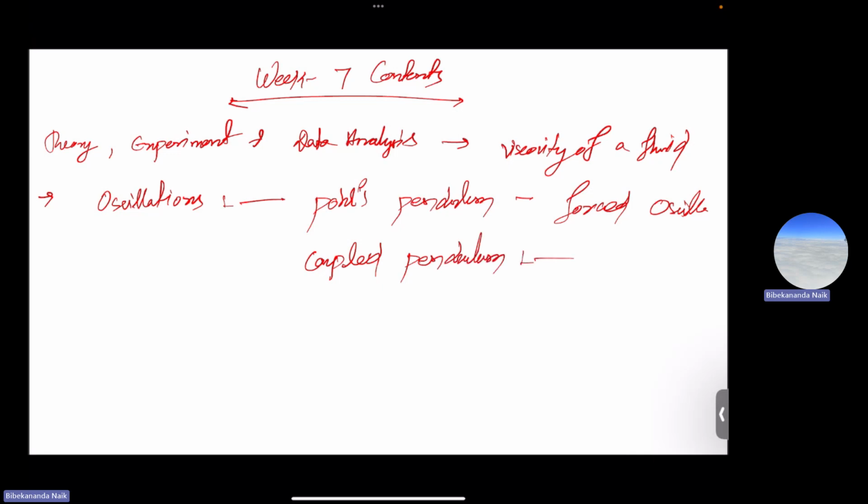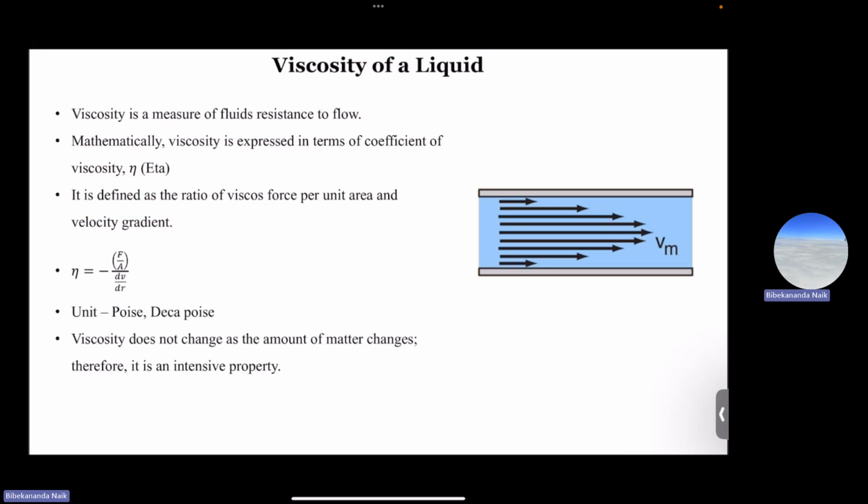So let's discuss a few things briefly about viscosity of a fluid. Viscosity of a fluid is a measure of the fluid's resistance to flow. Mathematically, there is a physical quantity that represents the viscosity of a fluid, which is called the coefficient of viscosity, eta, and it is defined as the ratio of viscous force per unit area and velocity gradient.